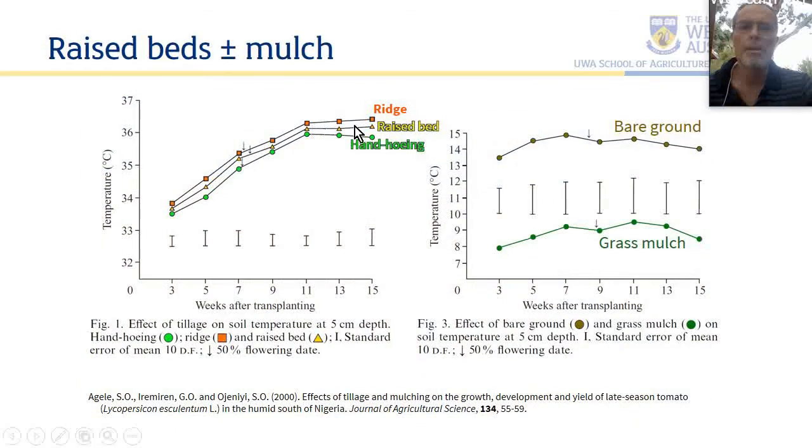So raised beds and mulch, there's a data set here. This is the effects of raised bed and mulching on the right-hand side. But let's just have a look. Compared with the flat soil, the hand-hoed soil, the raised beds and the ridged soil has a slightly higher soil temperature, which is consistent across the growing season. And in this case, the organic mulch serves to lower the soil temperature. So that's a bit different from the plastic mulches that we saw, compared with bare ground.